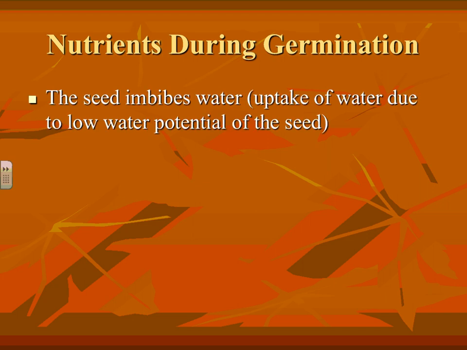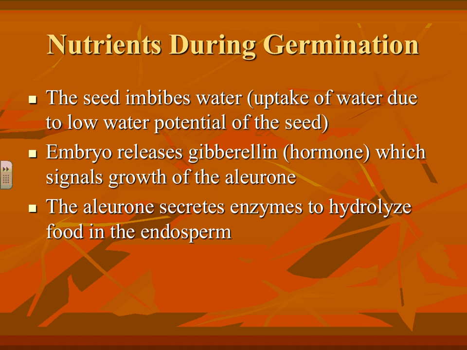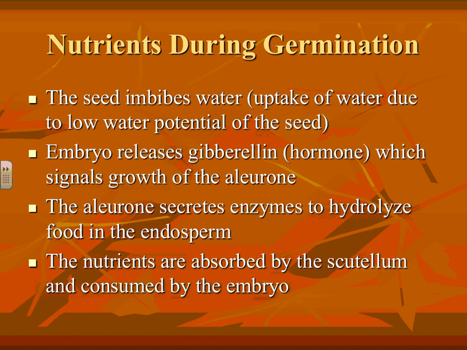The seed will take up water if the water potential of the seed is lower than the environment. We've talked about water potential before, and if water potential is higher on the outside than on the inside, then water has a tendency to move in. The embryo is going to release a hormone called gibberellin. You learned about this in one of the Bozeman videos recently. And the gibberellin will signal the growth of the aleurone. The aleurone will secrete enzymes, which will hydrolyze food in the endosperm, which means it's going to start to break it down.